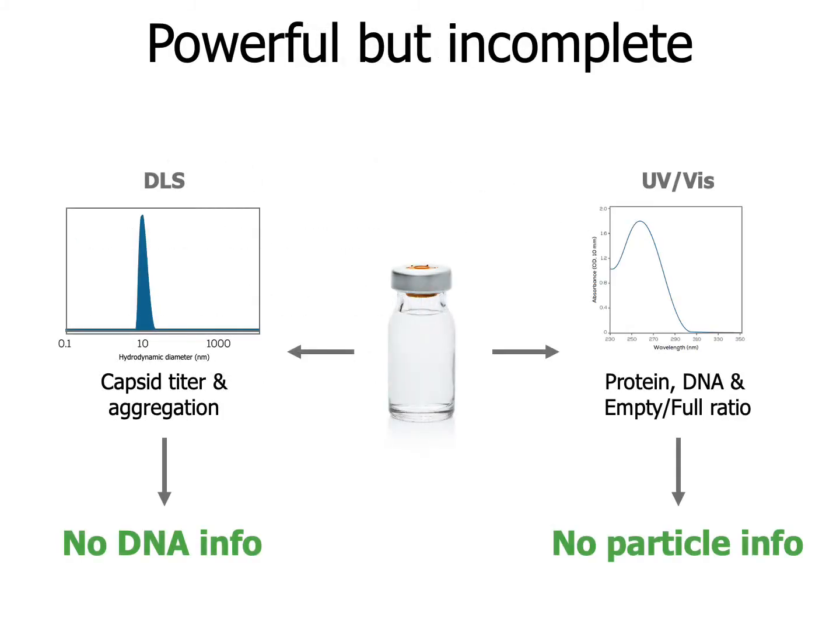Let's focus on 2 technologies, DLS and AAVs. Each of them tells a part of the story. DLS gets you info on capsid titer and aggregation, but can't say anything about what's happening with DNA. On the other hand, AAVs gets you the total amount of protein, DNA, and can link those to empty-full ratio, but doesn't give you info about capsids being intact or not. Each gets valuable info, but neither tells you everything. So what if you could combine them to get a whole story?